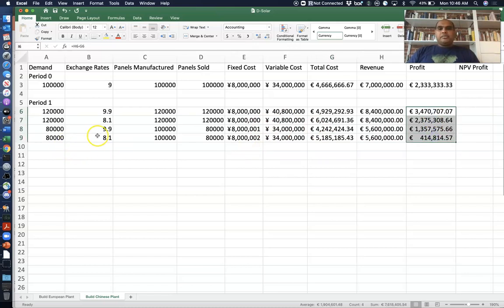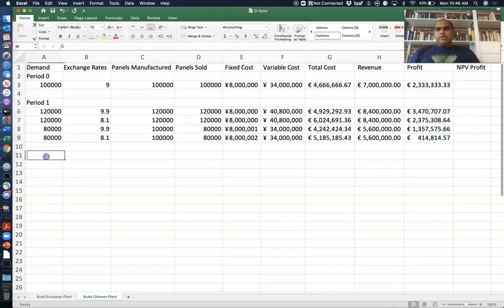You'll notice that when demand is low and exchange rate is stronger, that is, yuan is stronger compared to the euro, the profit that you make falls down dramatically compared to when demand is high and the exchange rate is favorable to the euro. Okay, so let's go down to period 2. So this is where the 9 options will come in.